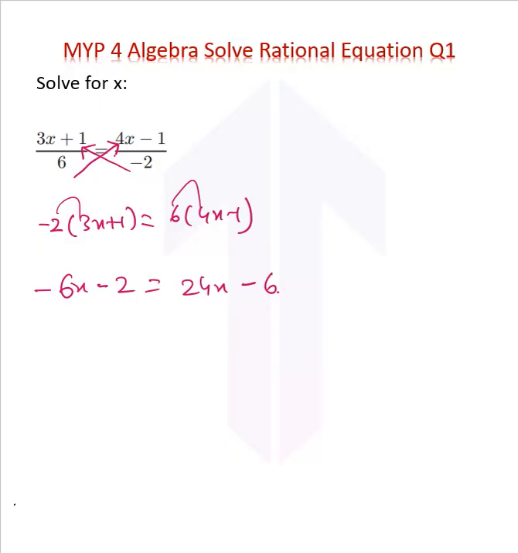Now put the like terms together. So I'll bring 24x here. So minus 6x and minus 24x gives me minus 30x, and minus 6 plus 2. So I have minus 30x is equal to minus 4.